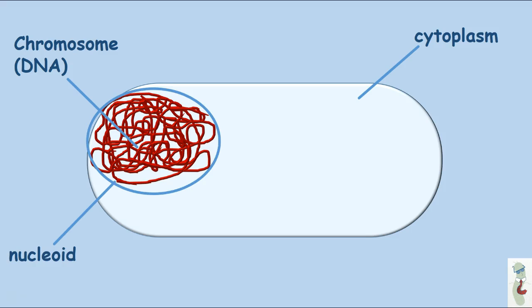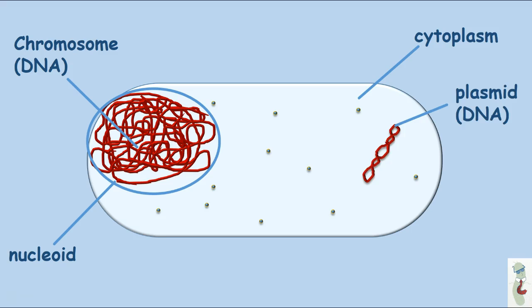The region of the cytoplasm that is chromosome dense is called the nucleoid. This term is used to differentiate from the membrane-bound true nucleus that's found in eukaryotic cells. Bacteria may or may not have extra chromosomal DNA called plasmids.